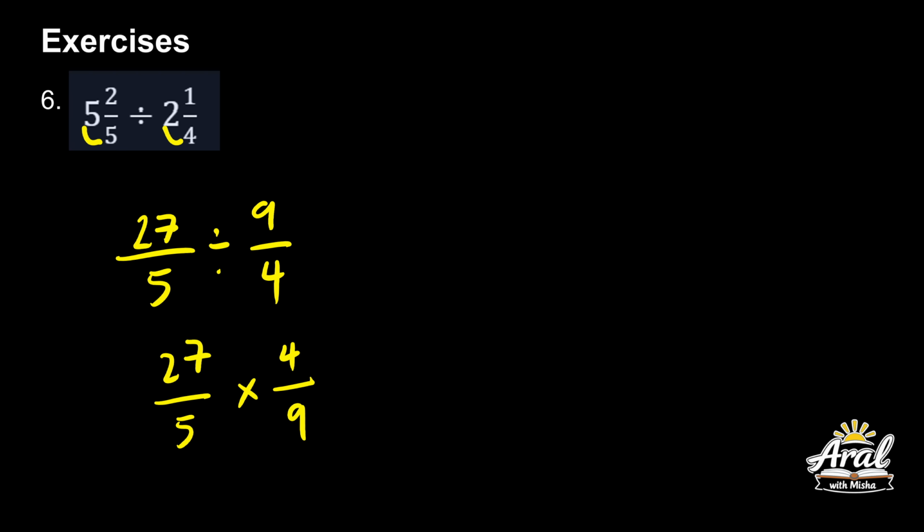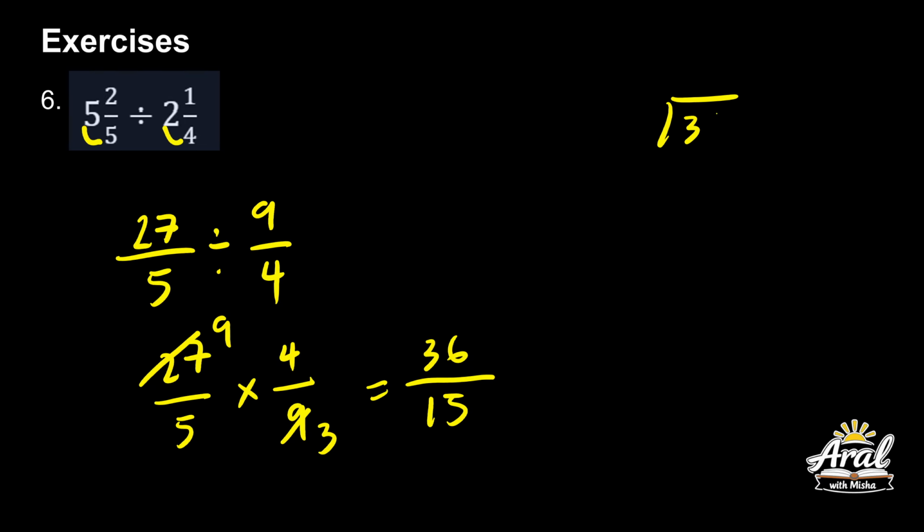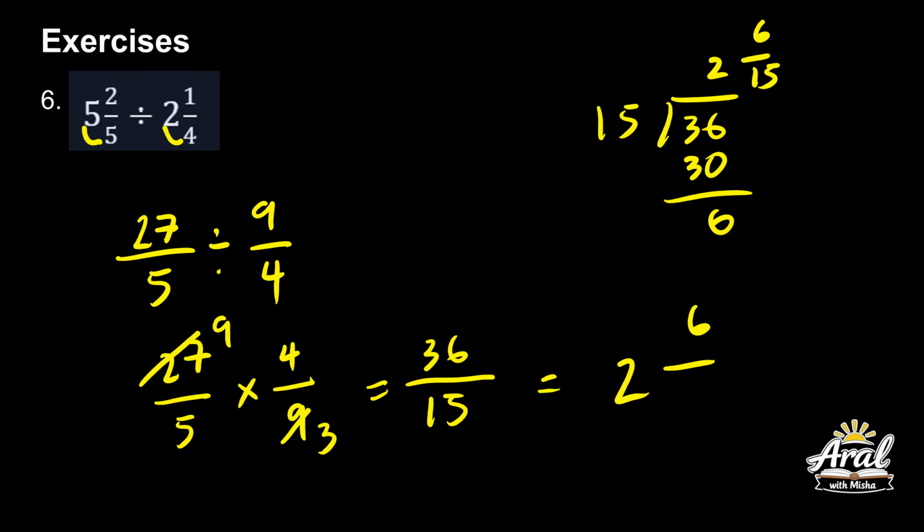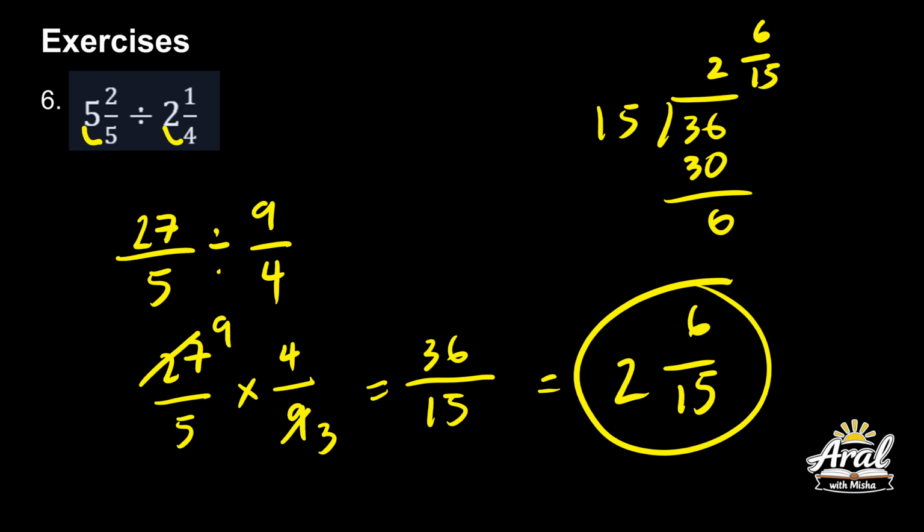So, pwede tayo mag-simplify dito. Divide both sides by 3. So, 9 divided by 3 is 3. 27 divided by 3 is 9. So, 9 times 4, 36. 5 times 3 is 15. So, 36 divided by 15, that's 2, remainder 6, 2 and 6 over 15. Simplified na ba yung 6 over 15? Yes. So, the answer is 2 and 6 over 15. Alright?